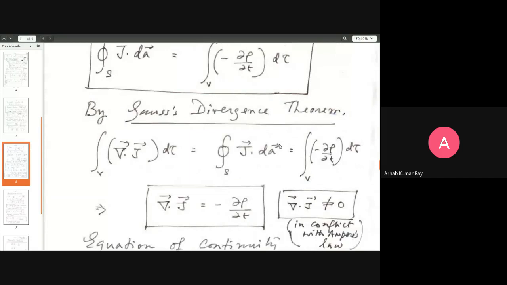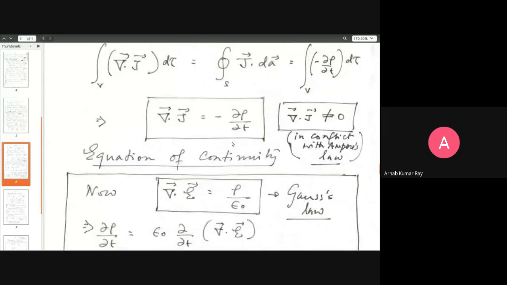Let's see how. But before that, I'd just like to touch upon something. This equation is known as the equation of continuity: divergence of j is equal to minus del rho by del t. What is rho and what is j? Rho is charge density. Just follow this very carefully; we may need it on some other occasion, if not in electromagnetic theory.